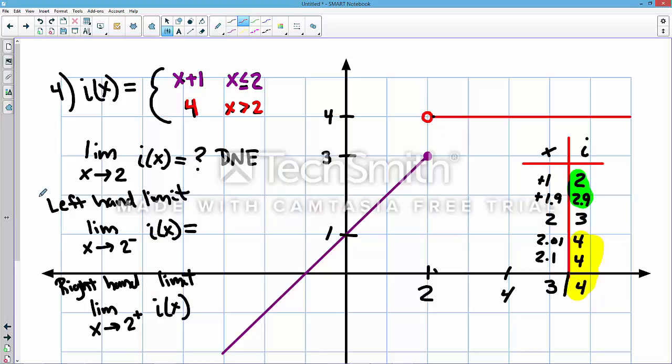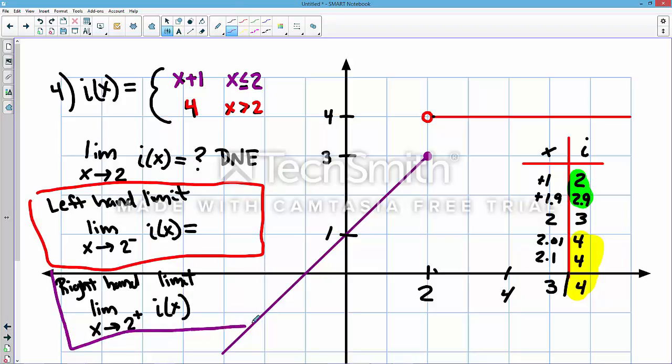So we have the left-hand limit here, and then over here the right-hand limit. And they both have to be the same in order for there to be a limit. In order to be a limit.